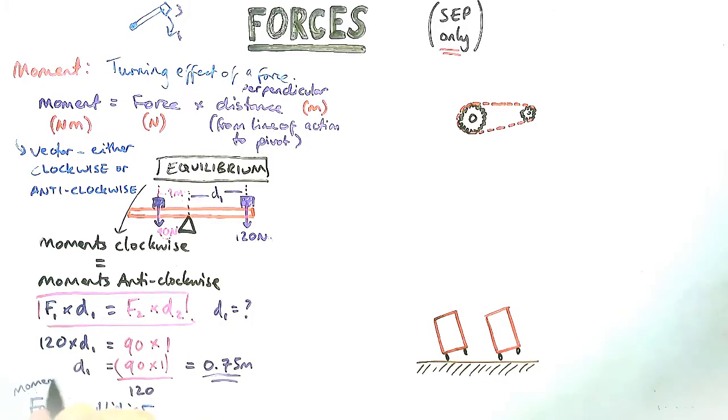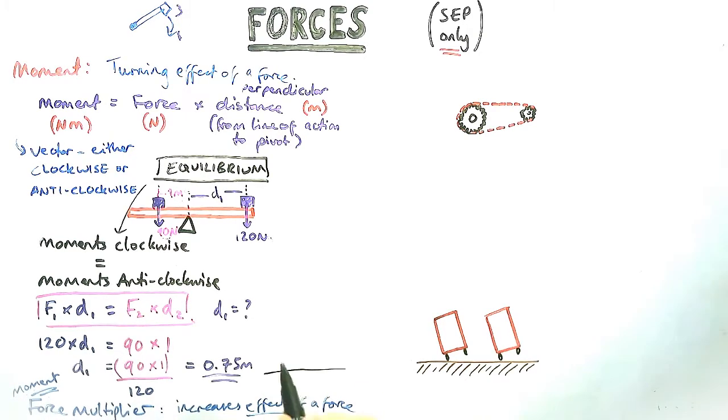Now, moments are an example of what's called a force multiplier. A force multiplier essentially increases the effect of a force. So you put a little bit of force in, and if you apply it at a certain distance, you can get a lot of force out. This is used in spanners, in crowbars, in lots of different things.